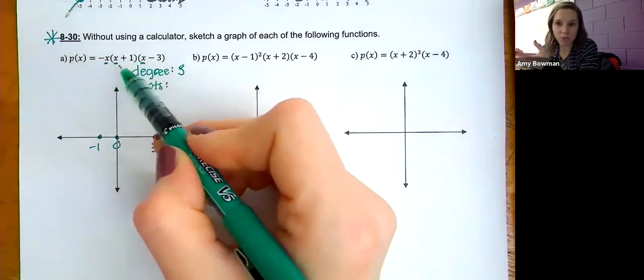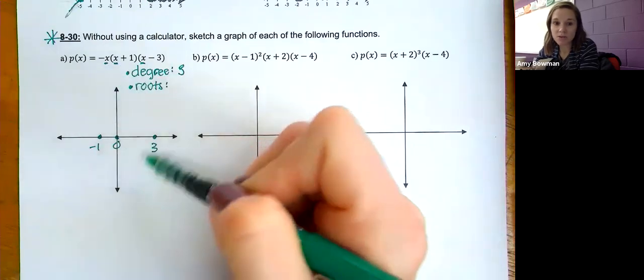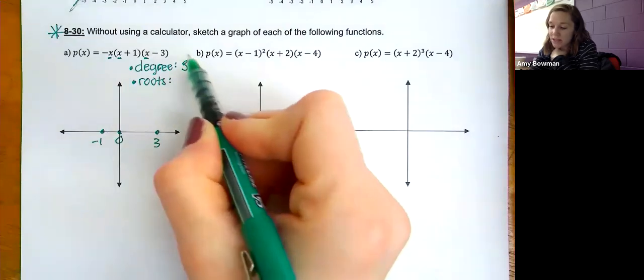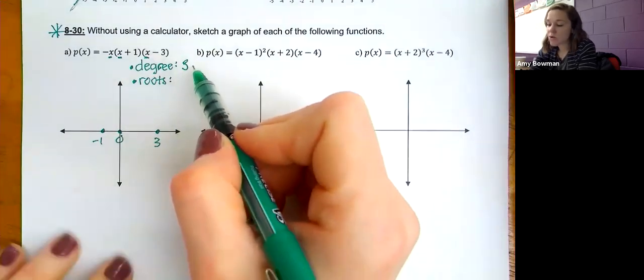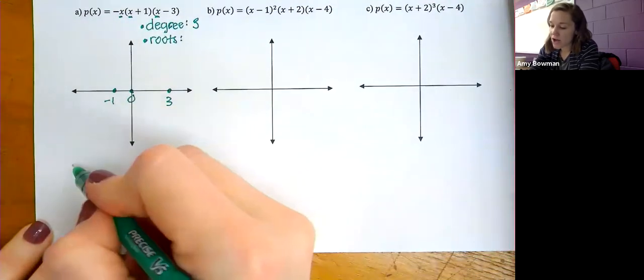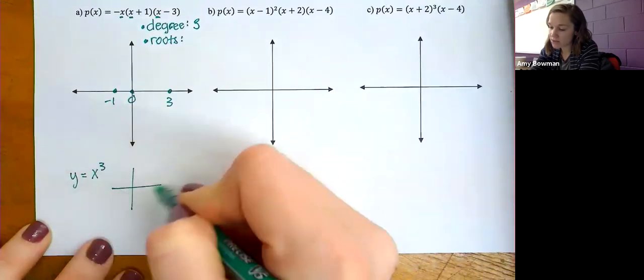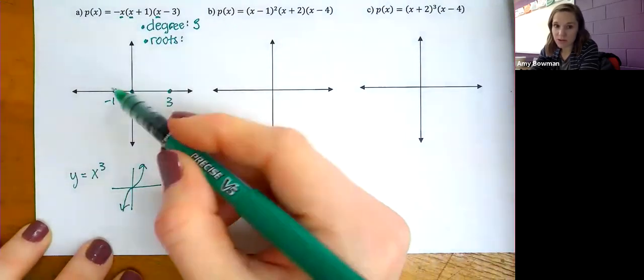None of these are double roots or triple roots. So these are all just linear roots, which means it's going to just cross through the x-axis there. And then the next thing I need to remember is that as a 3rd degree polynomial, it's going to start and end in a different place. So think about the parent graph of y equals x cubed. Again, this graph is going to help us determine where this 3rd degree polynomial starts and ends.